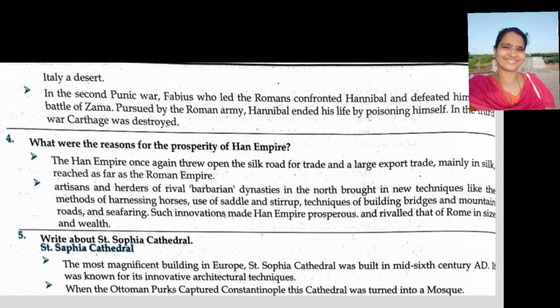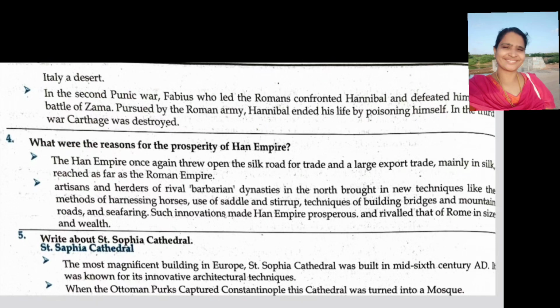They made him kill himself. It means suicide. In the third war, Carthage was destroyed. In the third war, the entire thing was destroyed. Okay, moving on to the fourth question. What were the reasons for the prosperity of the Han Empire?